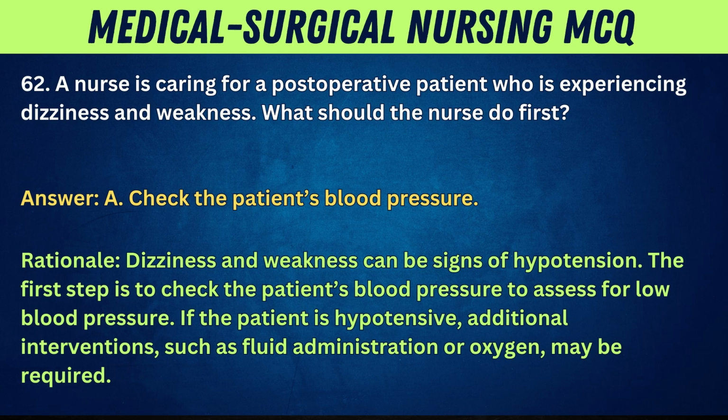Rationale. Dizziness and weakness can be signs of hypotension. The first step is to check the patient's blood pressure to assess for low blood pressure. If the patient is hypotensive, additional interventions, such as fluid administration or oxygen, may be required.